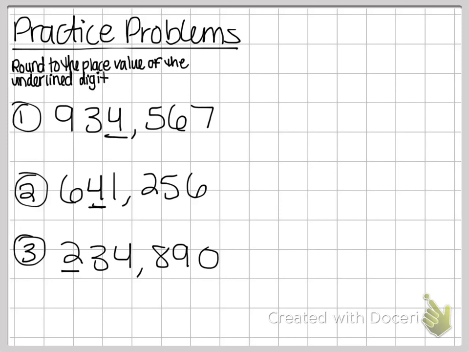Round to the place value of the underlined digit. Make sure you're using the 5 or above, give it a shove. 4 or below, let it go. And turning all the digits to the right of the underlined place value into zeros and keeping everything before it the same.